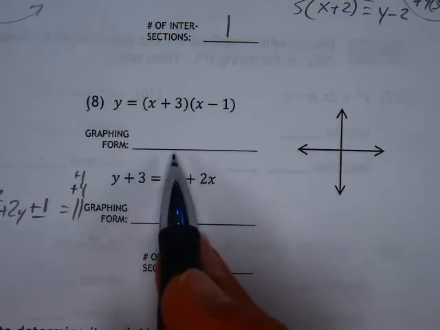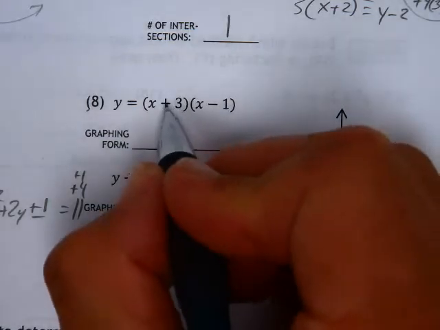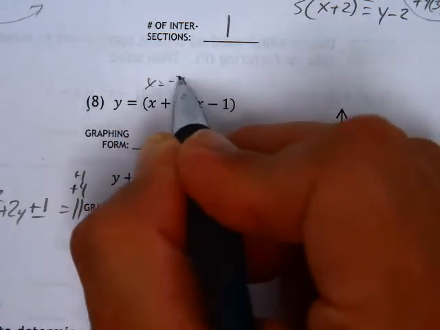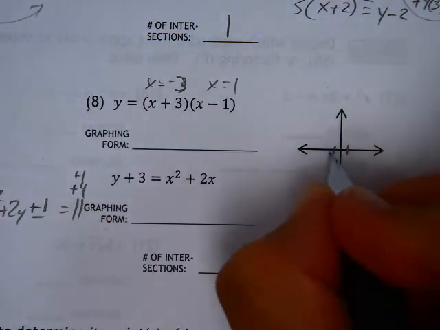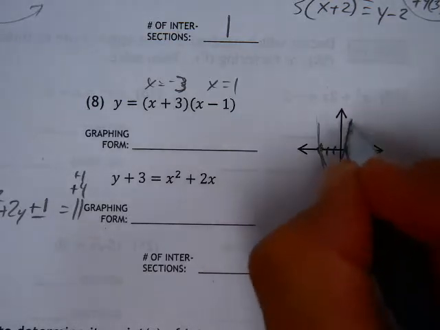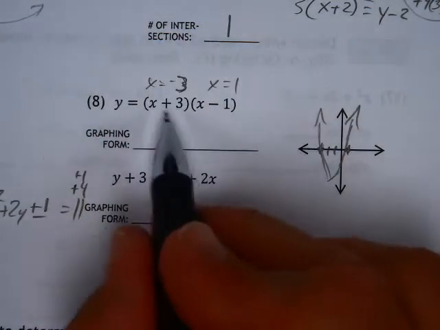Even though it's not graphing form, I can still see I've got intercepts, x-intercepts. I got an x-intercept at -3, and I got an x-intercept at 1. So +1 and -1, 2, 3. And since A is positive, I've got a parabola that's going to be doing one of these little things. Okay? Here's something that you can do.